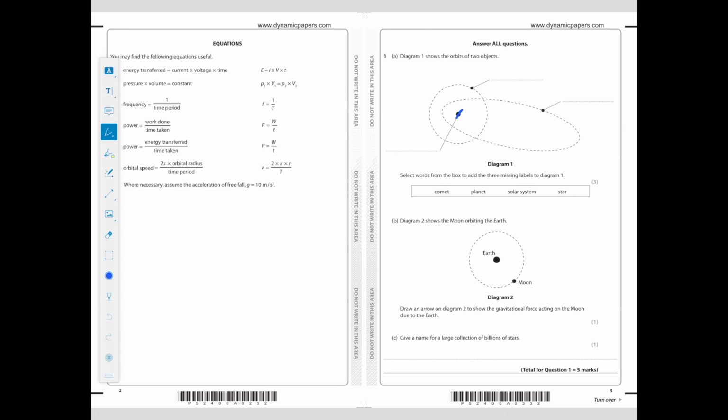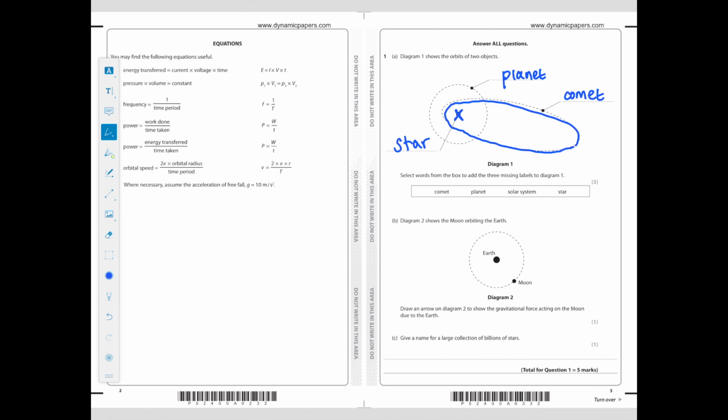Now, first of all, this object here, which is what both objects are orbiting, that must be a star or our sun. We don't know which galaxy this belongs to, but it has to be a star. And remember that comets have extremely elliptical orbits. And elliptical means this orbit here, the really squashed oval, which is why this is a comet. And then the one with a more circular orbit is the planet.